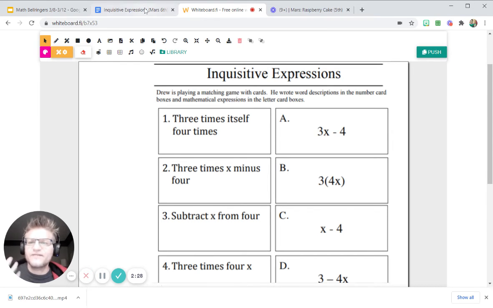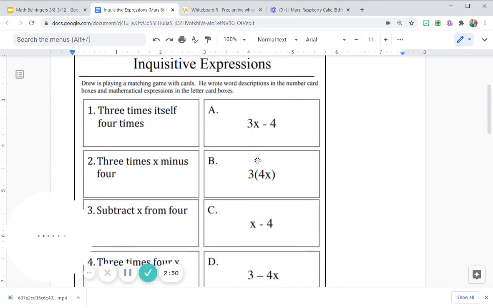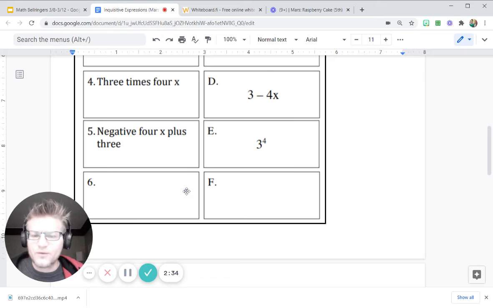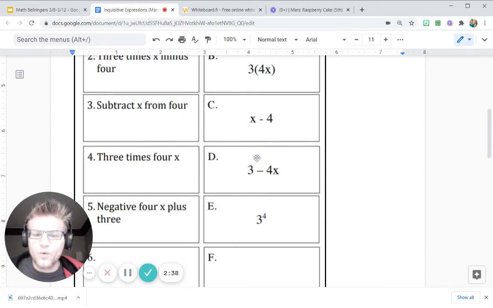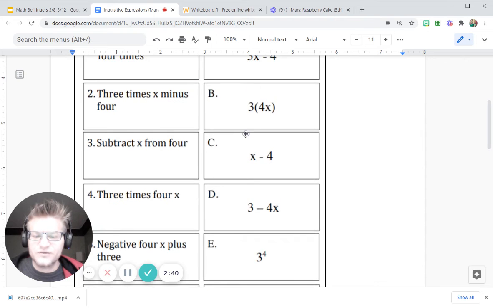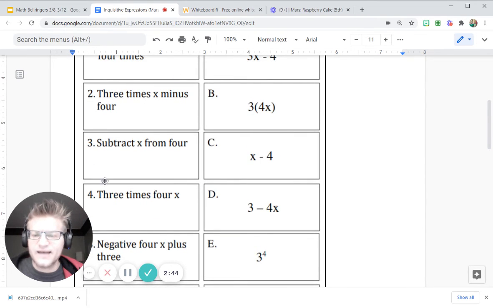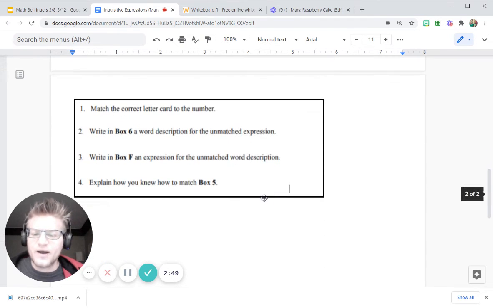It starts to ask you to fill a couple out. This is called inquisitive expressions. At the bottom, you see there's a couple of blank ones. These do not go together. This blank one goes with one of these that doesn't have a match, and this blank one, F, goes with one of these that doesn't have a match. So you're going to have to figure out which one that is. Which one's missing? And then if you go down to page 2, there's a couple other questions.